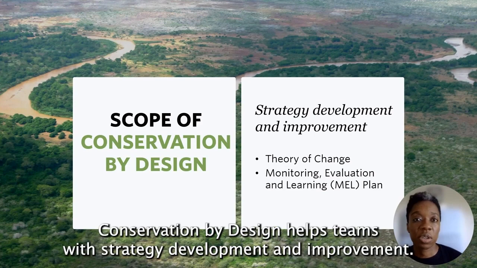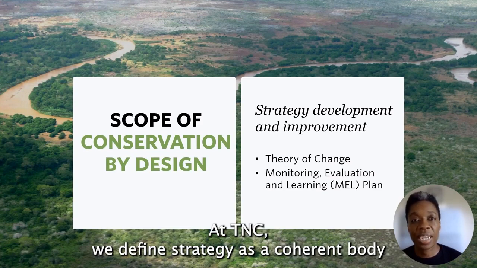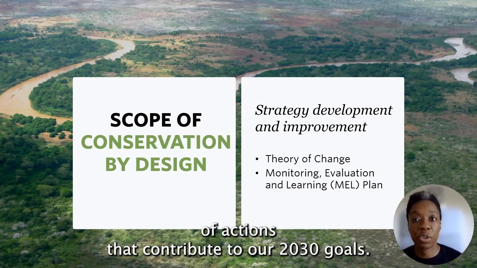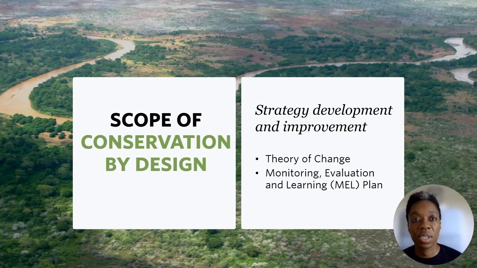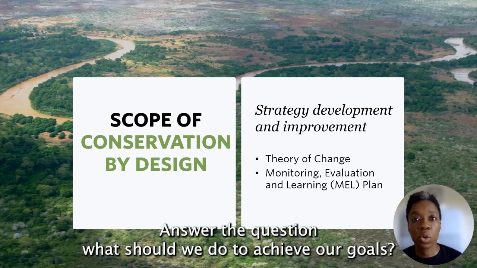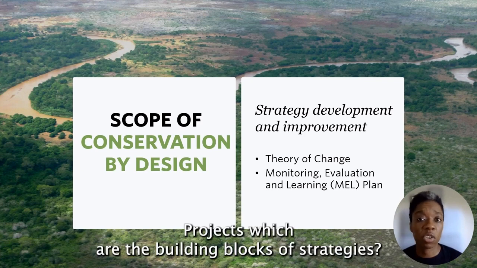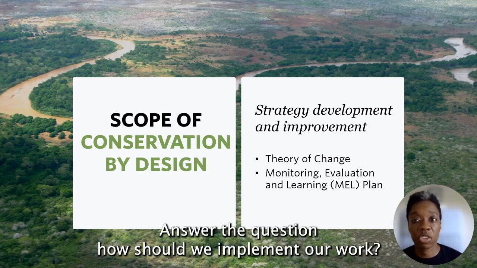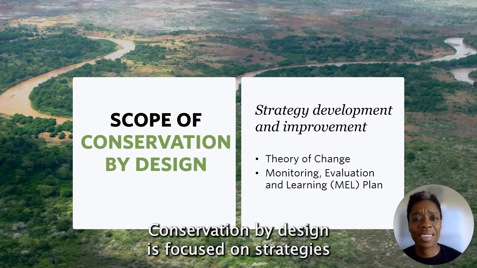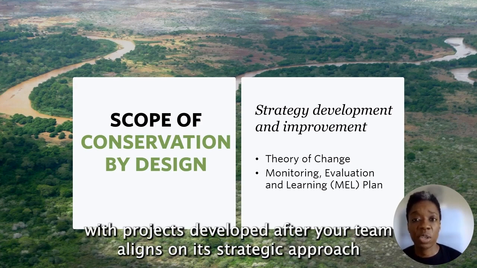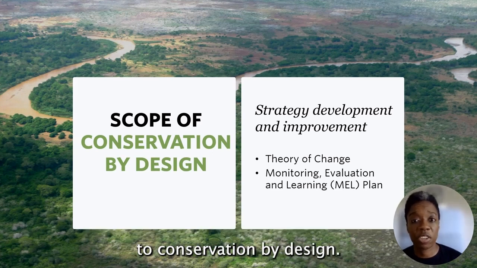As already noted, Conservation by Design helps teams with strategy development and improvement. At TNC, we define strategy as a coherent body of actions that contribute to our 2030 goals. Strategies answer the question, what should we do to achieve our goals? Projects, which are the building blocks of strategies, answer the question, how should we implement our work? Conservation by Design is focused on strategies, with projects developed after your team aligns on its strategic approach through Conservation by Design.